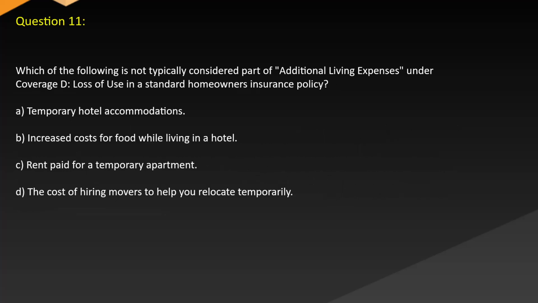Question 11. Which of the following is not typically considered part of additional living expenses under Coverage D, loss of use, in a standard homeowner's insurance policy? A. Temporary hotel accommodations. B. Increased costs for food while living in a hotel. C. Rent paid for a temporary apartment. D. The cost of hiring movers to help you relocate temporarily.